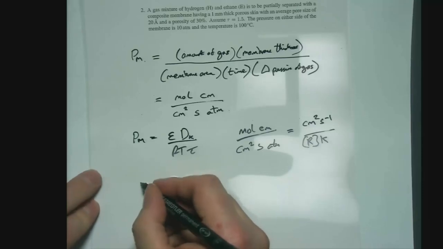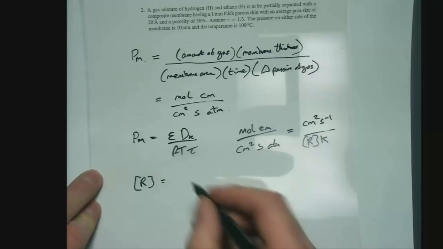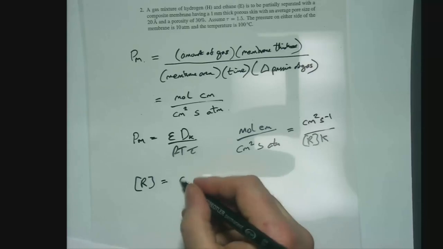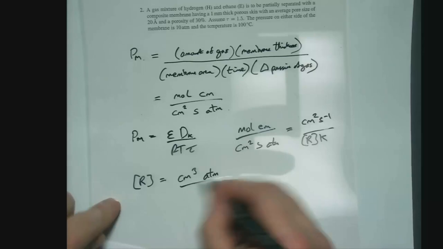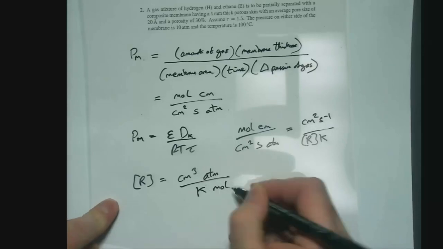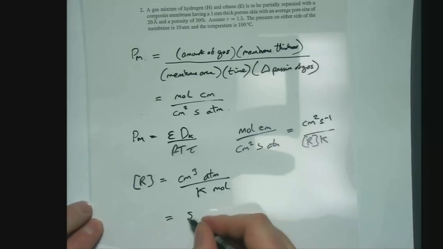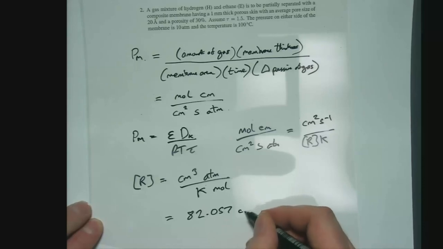So that means in this case, what we're looking for, the units for our ideal gas constant, is actually centimeters cubed atmospheres per Kelvin per mole. Okay? And if we look that up, it's actually about 82.